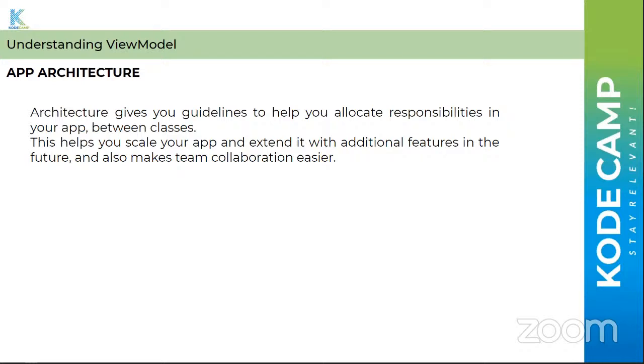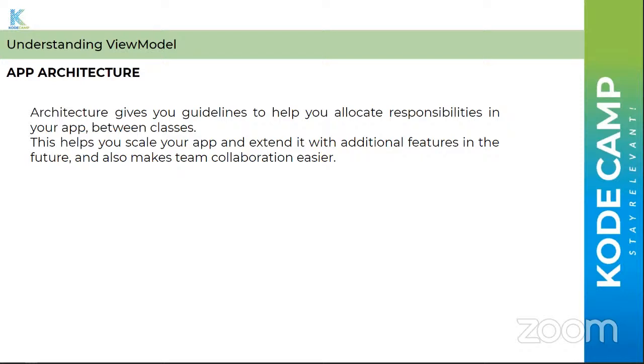just like we did in collaboration? Instead of one person working on all screens, how can we share it so that this person handles this and that person handles that? It helps you scale your app and extend it with additional features in the future. Like we just talked about, it makes team collaboration easier, so each person is working on several aspects of an application, not one person doing a whole lot of things. That can be very cumbersome and overwhelming. That's basically what the architecture does. It gives you guidelines on how to allocate responsibilities in your application.